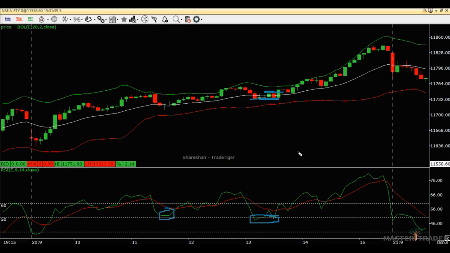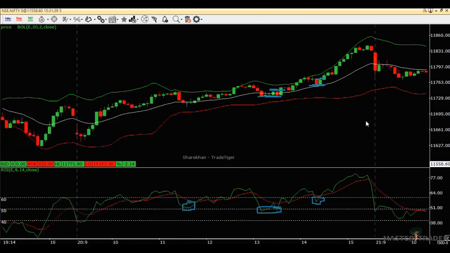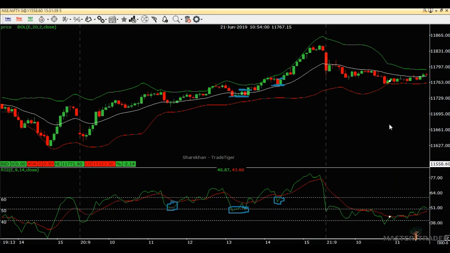See, we have another entry. RSI goes above 60, pulls back, and see where it takes support. From the 60 level, it bounces. And price takes support from the middle Bollinger Band. So we can enter here above this candle high if you want. Stop loss right here below this swing low. And you get a beautiful trade. Okay, so let's move forward.